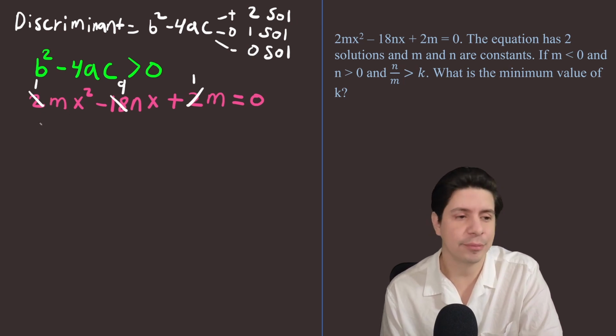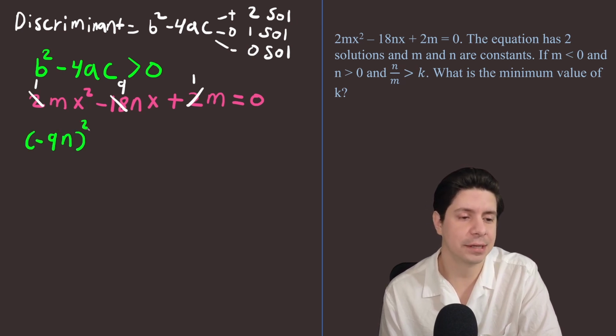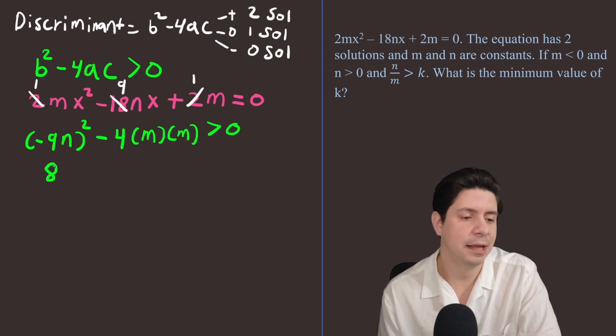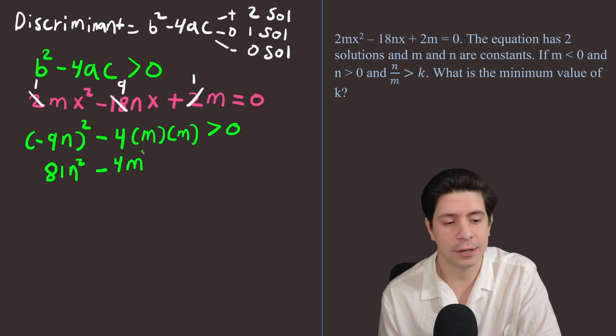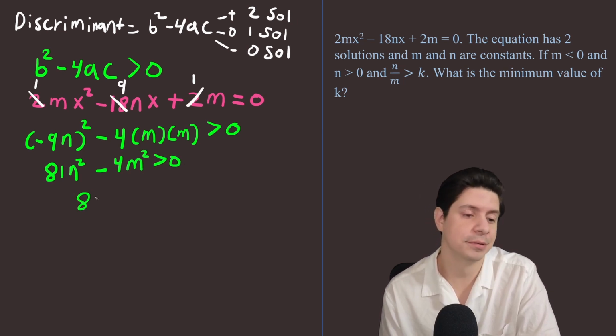So A is going to be m, 1m, right? B is going to be negative 9n, and C is going to be 1m again. So we're going to do b squared, which will be negative 9n squared. I should have said negative, not just 9. And then minus 4 times m times m. The negative is going to cancel anyway when it's squared, so it's not a big deal. I'm going to get 81n squared minus 4m squared is greater than 0. It's greater than 0 because it's two solutions, so we have to be bigger than 0.